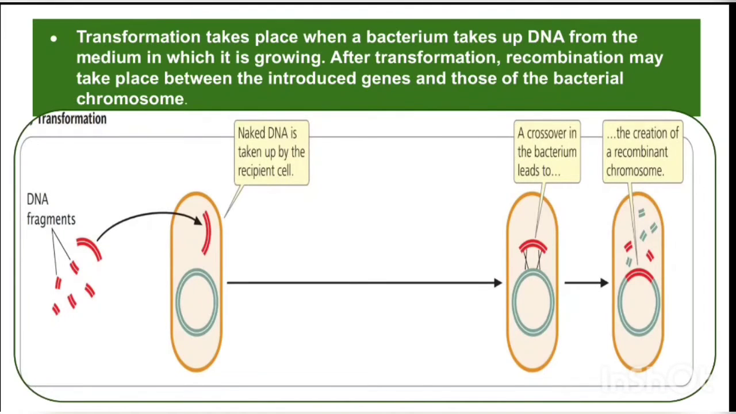Next is transformation. Transformation takes place when a bacterium takes up DNA from the medium in which it is growing. So the bacterium will take the DNA from that medium. After transformation, recombination may take place between the introduced genes and those of the bacterial chromosome. So you can see over here DNA fragments get inserted into the bacterial cell, then crossover takes place, and then there is a creation of a recombinant chromosome.